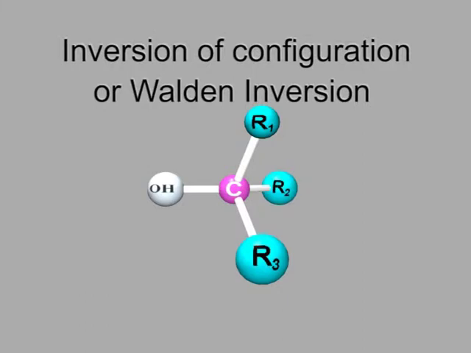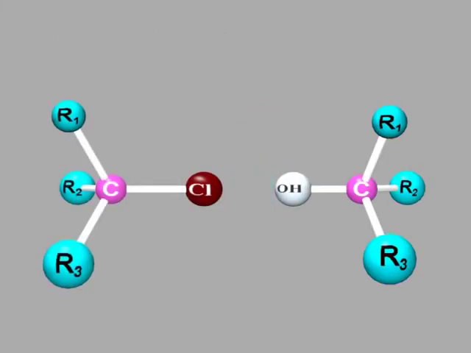Walden inversion. The configuration of the tetrahedral carbon involved in the reaction gets inverted, just like an umbrella, because the nucleophile, that is the hydroxide ion, gets attached to the opposite side. This is inversion of the product formed.